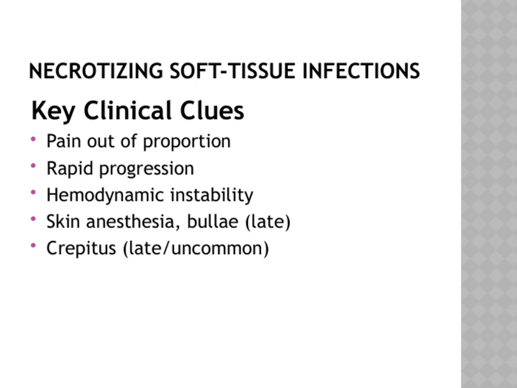Hemodynamic instability is another important sign. If the patient's blood pressure drops or they show signs of shock, it indicates a severe systemic response. Late in the course, you might notice skin anesthesia or the development of bullae. Those are blister-like lesions. Sometimes, crepitus, which is a crackling sensation under the skin caused by gas production, appears, but keep in mind it's often a late or less common sign.